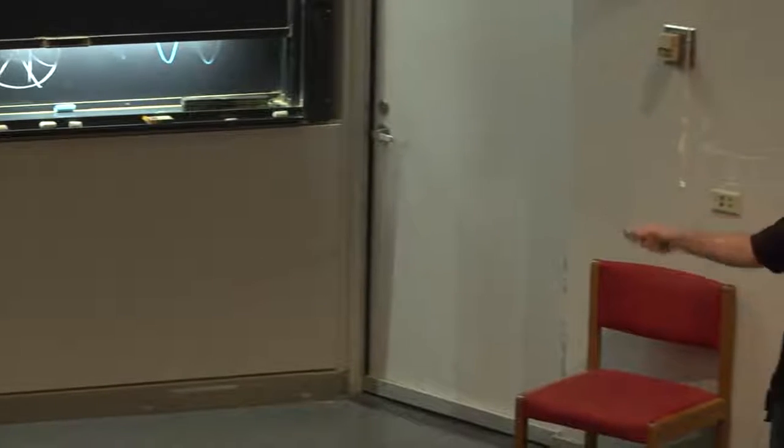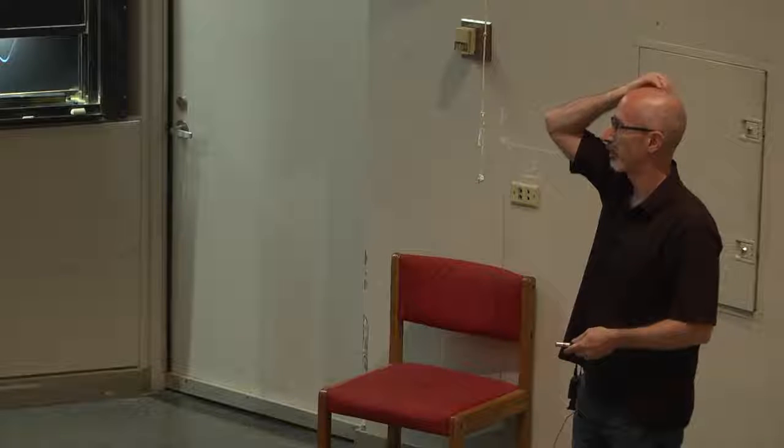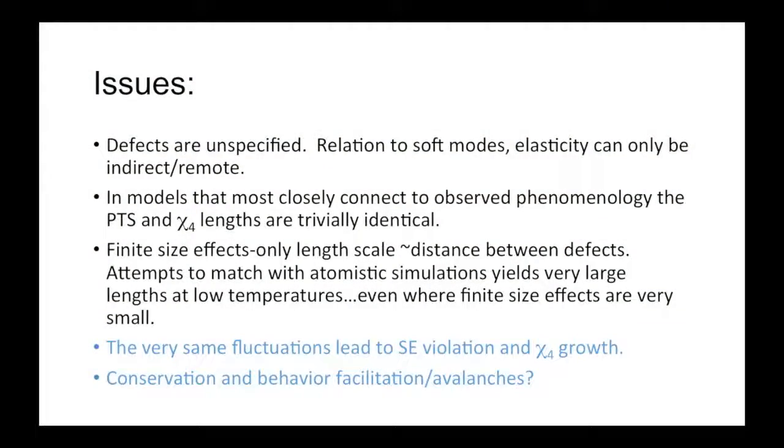I think this is very important. There are two other things that I think are interesting from the standpoint of the Simons collaboration, and also in part with what Jorge talked about in terms of the d equals infinity solution, which is that within the context of these models, the same fluctuations that give rise to the violation of the Stokes-Einstein relation that we started this discussion with are the same set of fluctuations that give rise to the growth of chi-4. Because there's only one length scale in the model, these two things are really the same thing.